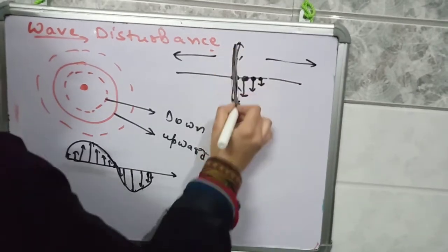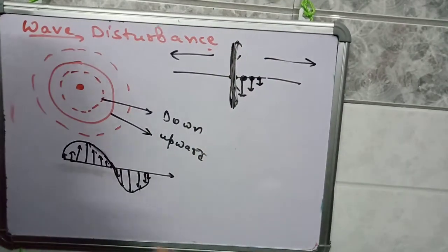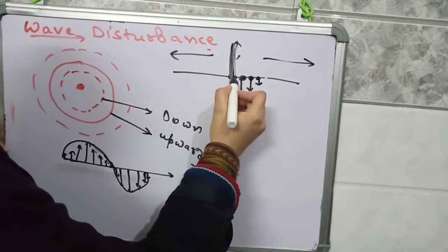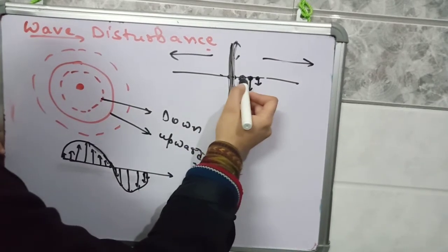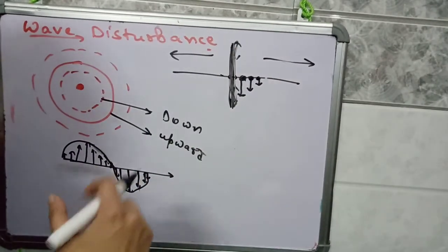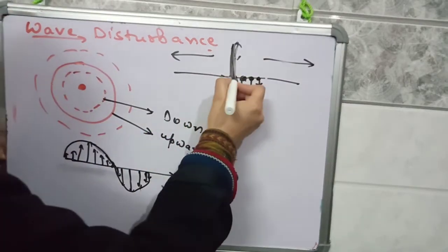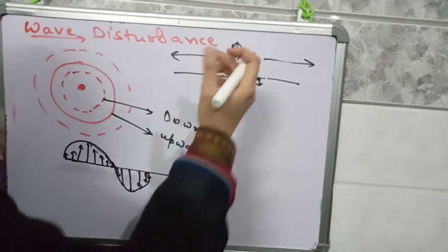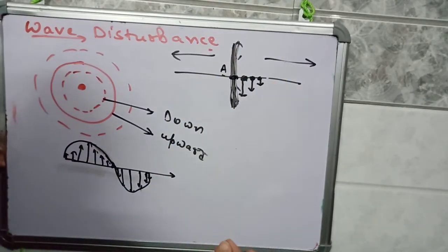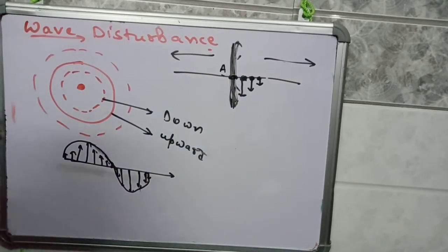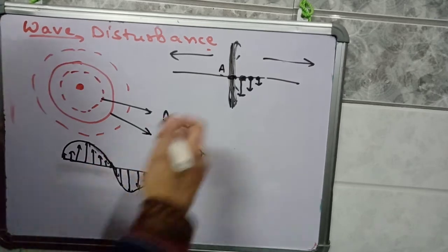This particle is oscillating like this at its mean position, but because of its oscillation, disturbance is being transferred to the neighboring particle. So they will also start oscillatory motion. But the particle present at point A will travel more distance as compared to the next particle. The particle hit by the stone will travel more distance as compared to the neighboring particle.